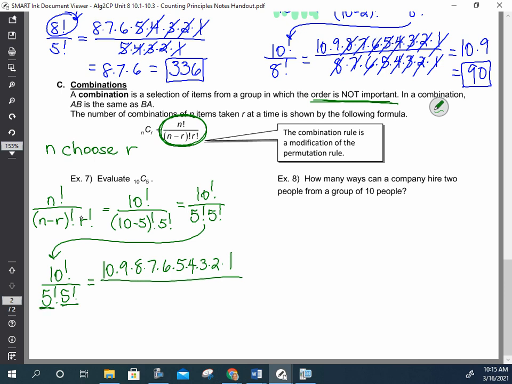Notice that you have two things at the bottom. So that means you got to write each of them out. 5 factorial is 5 times 4 times 3 times 2 times 1. The other 5 factorial, same thing. So we're going to get some stuff to cancel out. 5, 5, 4, 4, 3, 3, 2, 2, 1, 1. All those dropped out.